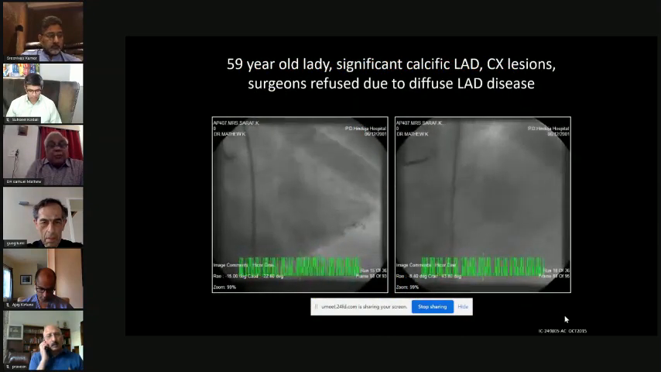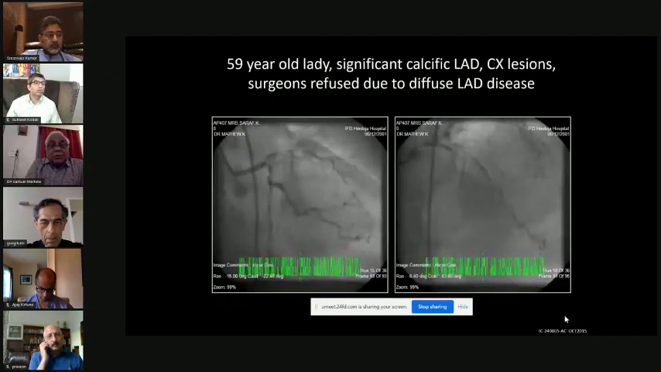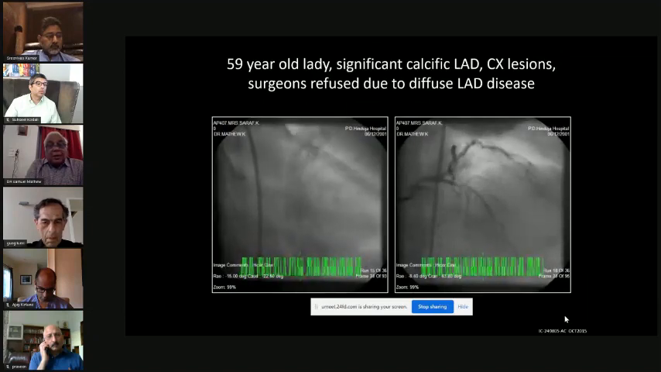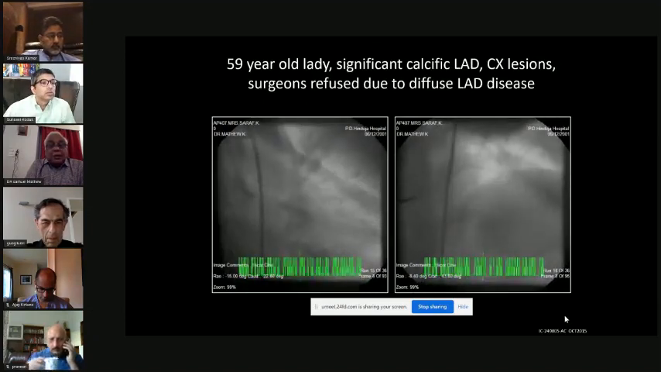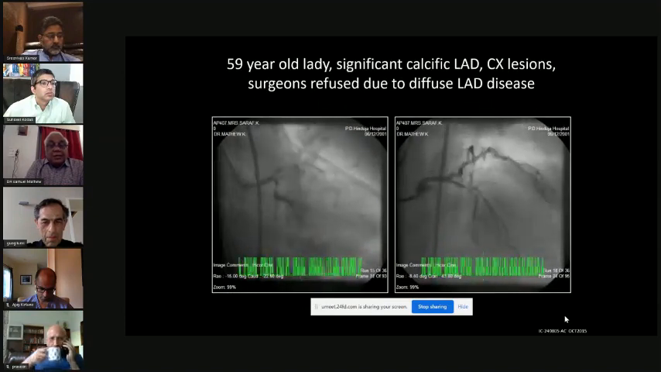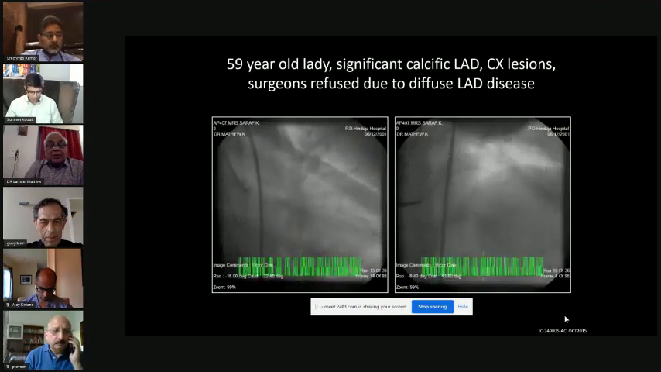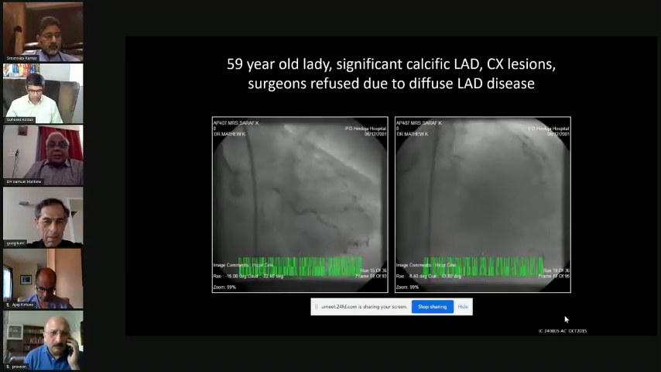I'm sure all of you looking at this picture, the surgeon, of course, saw this patient and said the LAD is not graftable. He wouldn't recommend surgery because the whole artery is diffusely diseased. The circumflex is graftable, but we jointly decided that that's not the answer for this patient. We decided to take her up for angioplasty.